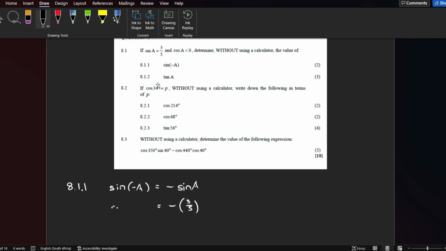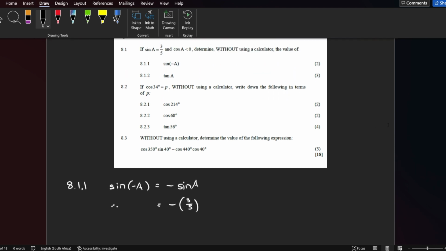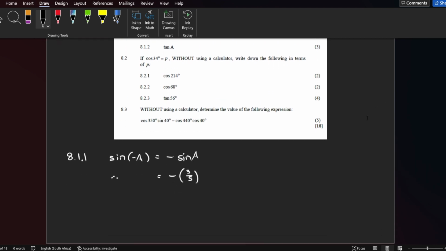Okay, looking at question 8.1.2, it asks us to determine the value of tan A without the use of a calculator. So for this question, there is slightly more required. Obviously, we are only given sine A in terms of a numerical value. We are not given tan A or cos A. So this will require us to draw a Cartesian plane. There are two requirements when determining which quadrant to draw your triangle in. So you have to form a checklist and have two checks in one of the quadrants in order to let you know which quadrant you're going to be drawing your triangle in. So let us go through that process.